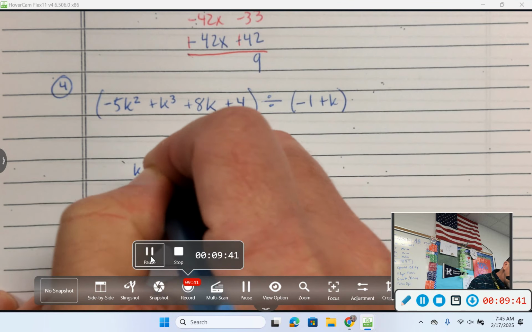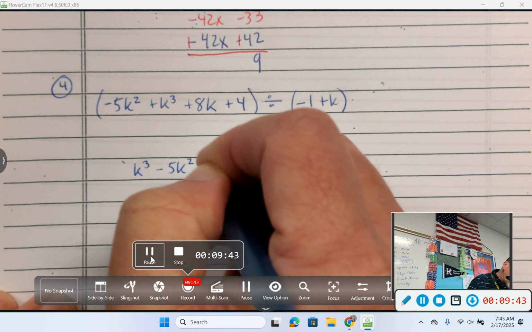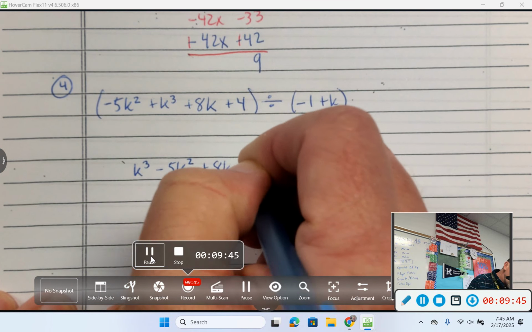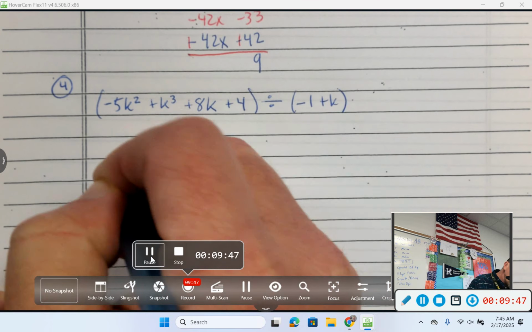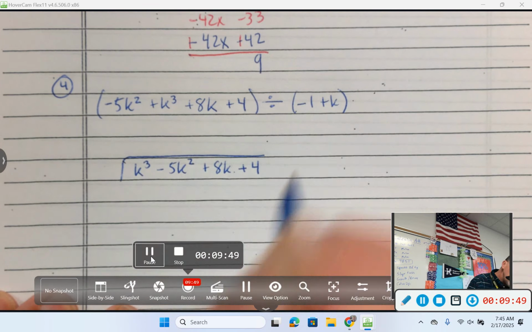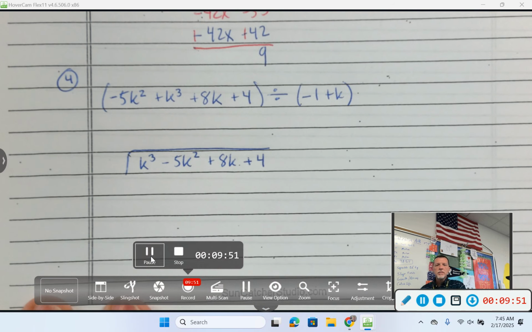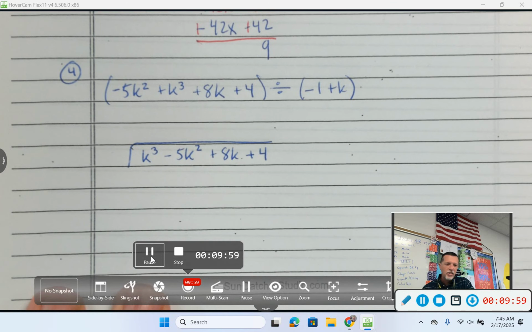So k cubed minus 5k squared plus 8k plus 4 divided by k minus 1. Again, they just rearrange things to try to catch us off guard, I guess.